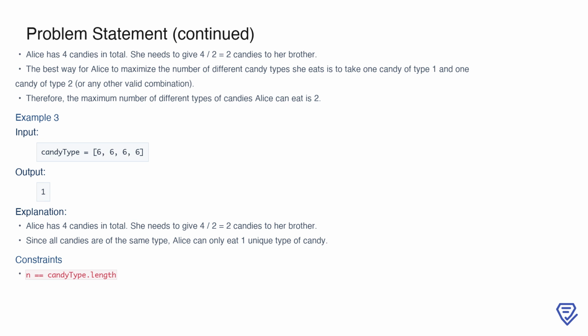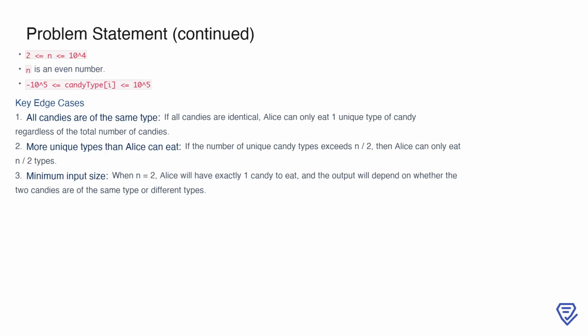These examples demonstrate how the input array and the distribution constraints determine the variety of candies Alice can keep for herself. Finally, let's discuss the problem's constraints and some key edge cases. The length of the candyType array, n, ranges from 2 to 10,000 and is always an even number. The values in the array, which represent the candy types, can range from -100,000 to 100,000.